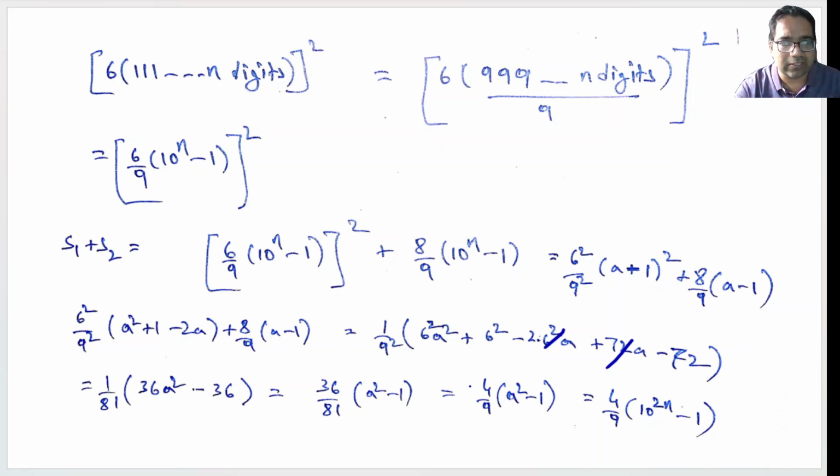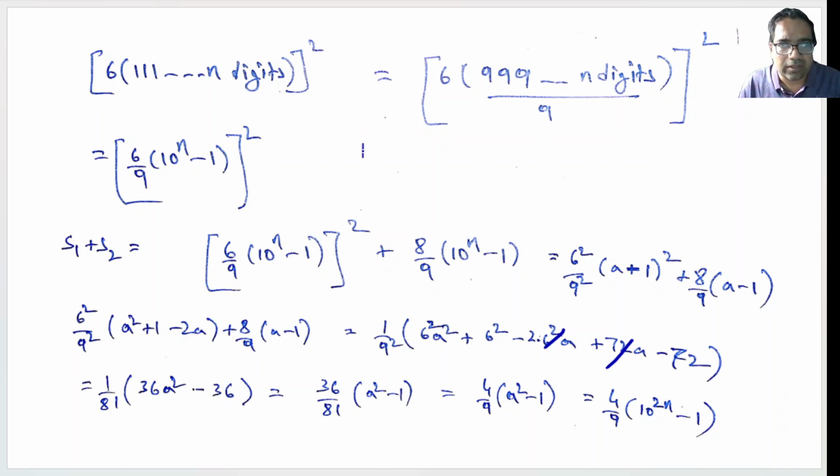Here 36 by 81 is 4 by 9. 4 by 9 into a square minus 1. What is a? a is 10 power n. So what is a square? 10 power n whole square, which is 10 power 2n. So the answer is 4 by 9 into 10 power 2n minus 1. The only trick here is to write 6666 in this form.